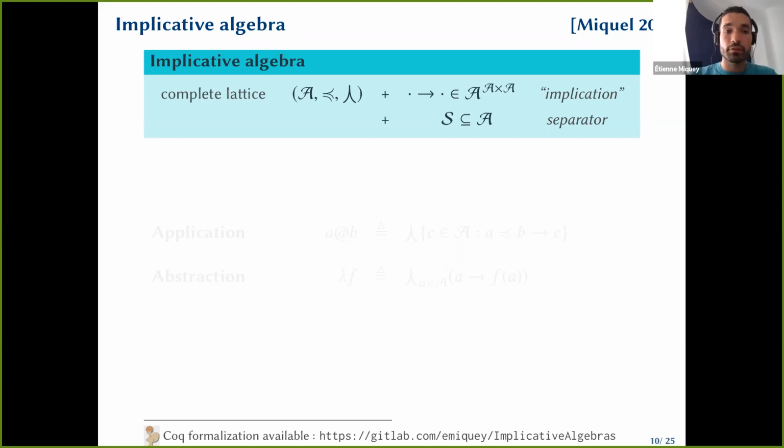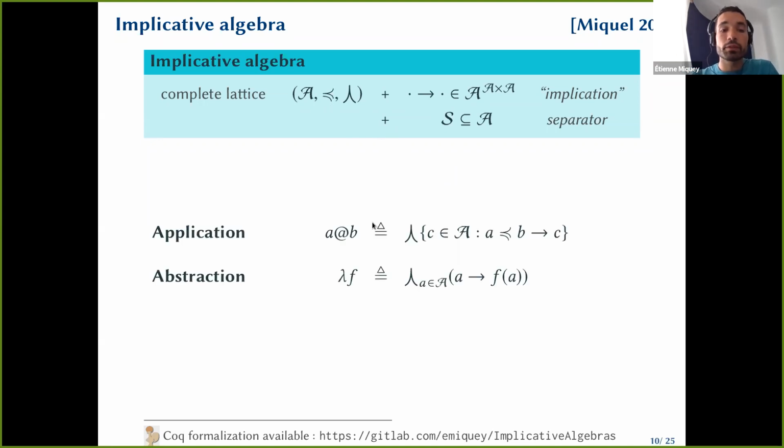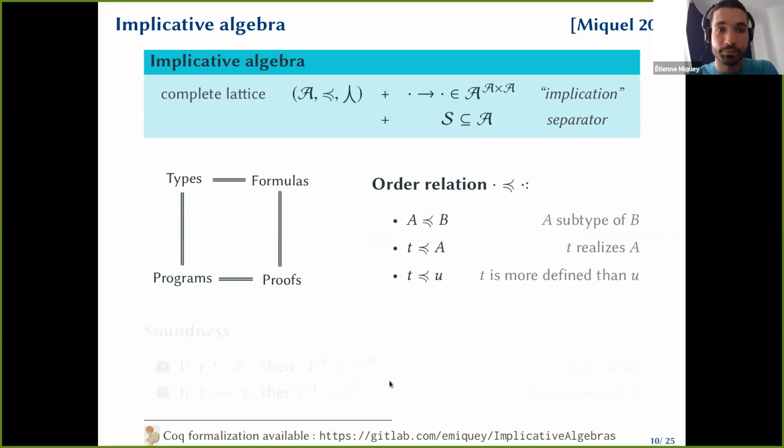And what is nice in such a structure is that even though it's really minimal, you already have a way to interpret System F, because you can interpret the second order quantifier by the meet and the implication by the arrow here. But you also have a way to interpret the pure lambda calculus. So you can redefine the application and the abstraction only using the arrows and the quantifiers, the meet. And if you want more detail on this, you can look at Alexandre Miquey's paper. I have a complete Coq formalization of this also, on GitLab and on my webpage.